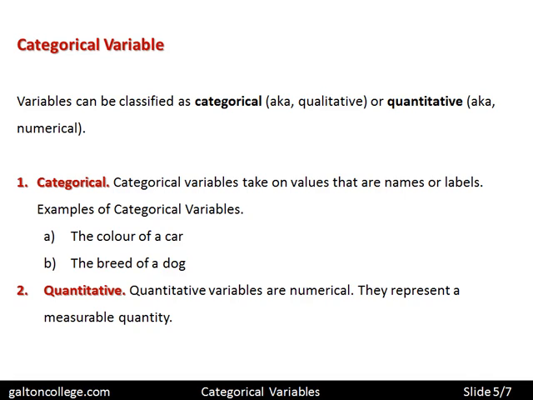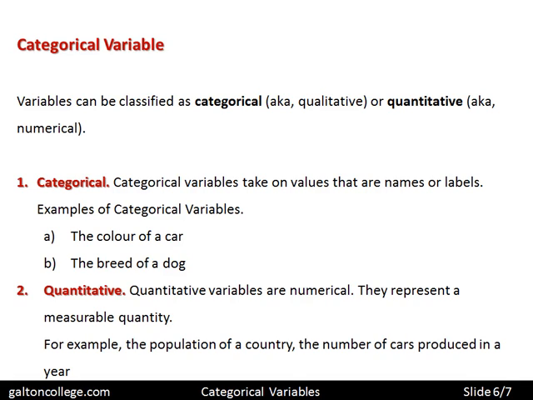Quantitative data, by contrast, this is numerical. And these represent measurable quantities. For example, the population of a country, or the number of cars produced in a year. We can measure these. It may be difficult to work out the population of the country. We'd have to have a national census, and even then it's very problematic. But it is countable. That's the point. In principle, it is countable. We should be able to work out the precise number of people living in the country on a particular date.